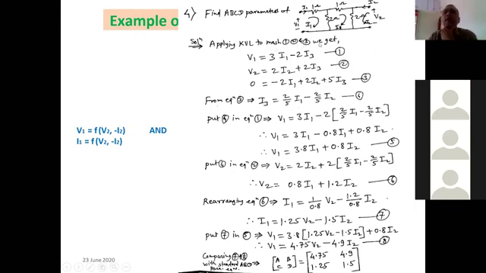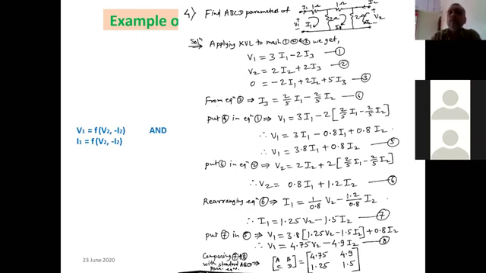If you will apply KVL to mesh 1, 2 and 3, the equations will be V1 is equal to 3 times I1 minus 2 times I3. Let us say this is equation number 1. Then V2 is equal to 2 times I2 plus 2 times I3. Let us say this is equation number 2. And after applying the KVL for this middle loop or middle mesh, I'll get 0 is equal to minus 2 I1 plus 2 I2 plus 5 I3. Say this is equation number 3.